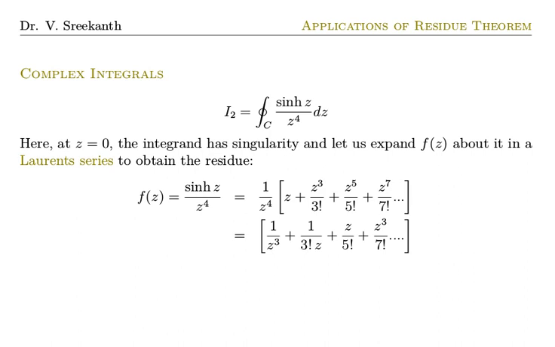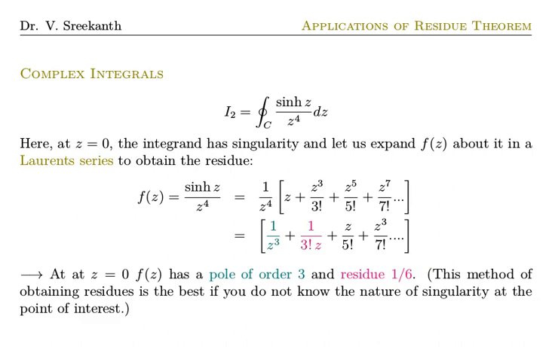Now once you get a Laurent series of f of z about z equal to 0, then you can easily read out the residue, which is what is shown in the magenta. It will be 1 by 3 factorial, the coefficient a of minus 1, which is the residue, and you can directly see that this is what the residue is.